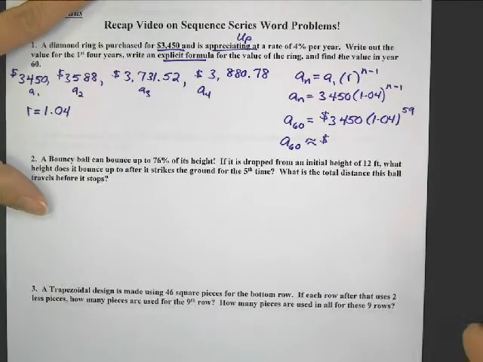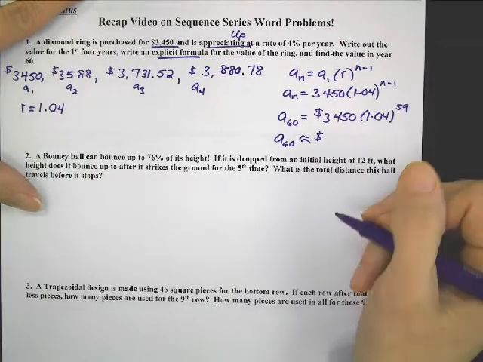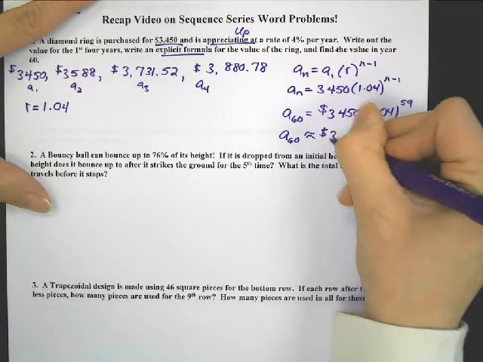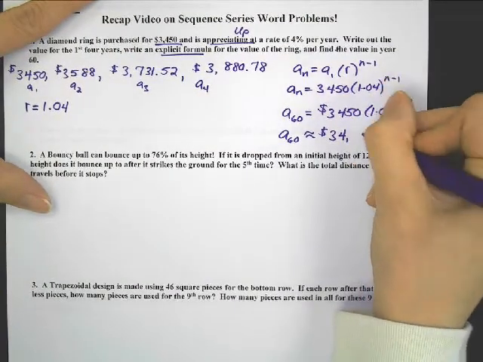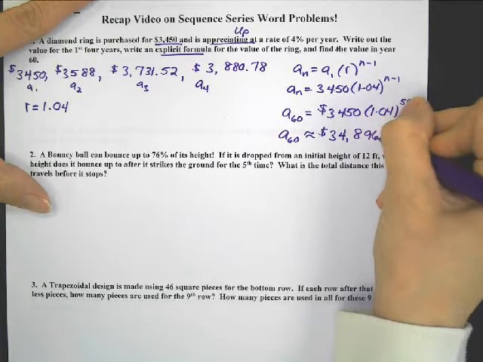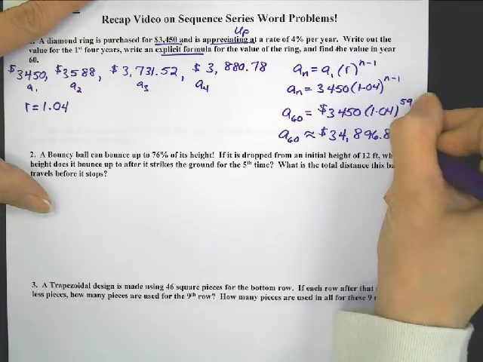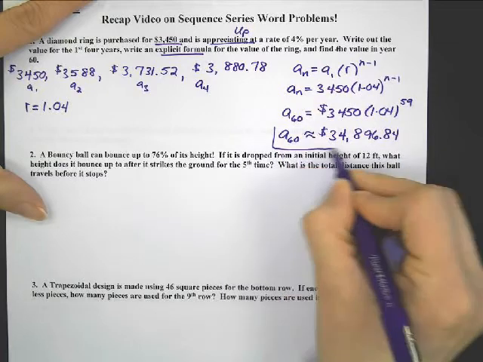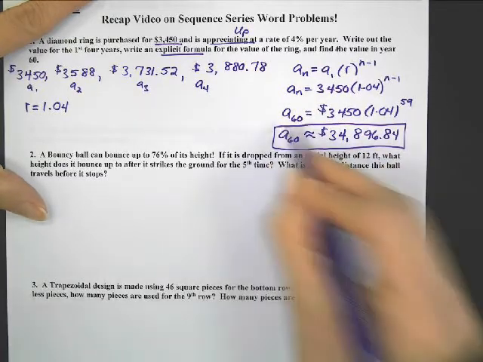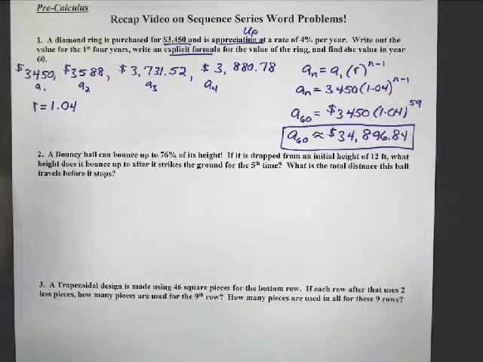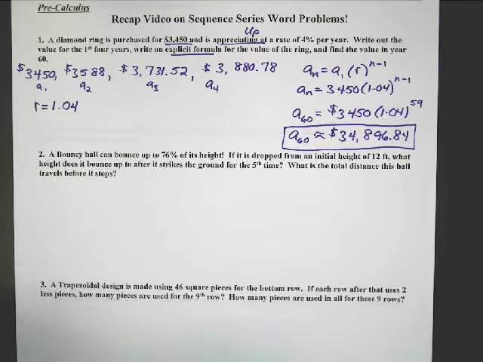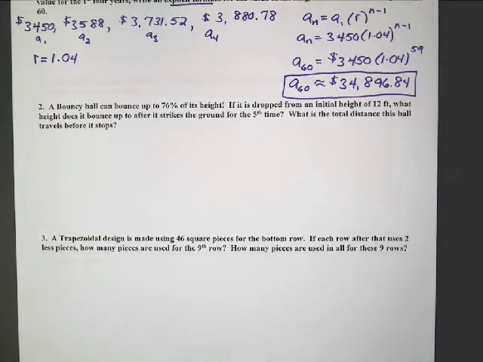It's going to be more, right? It's going up. Wow, it's actually worth a lot. $34,896 and 84 cents is the value of the ring in year 60. Now, sometimes gems and gold will appreciate that quickly, sometimes not that quickly, but precious metals and gems definitely go up. Okay, let's review the bouncy ball.